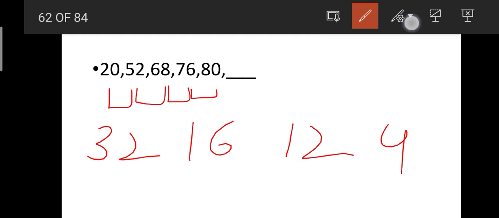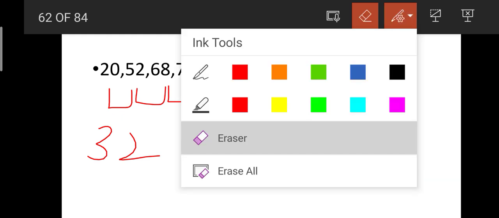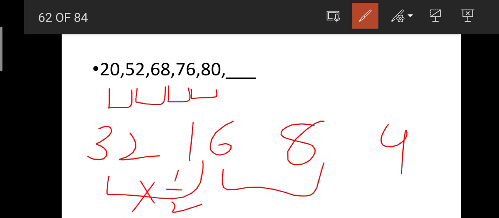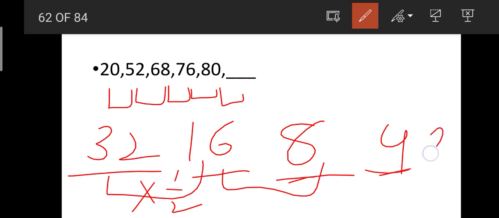Here the difference, oh wait, here the difference between 68 and 76 is 8. Okay, if you have observed here clearly, they are just halving the number. 16 is half of 32, 8 is half of 16, and 4 is half of 8. And to get our answer, there should be a difference of half of 4, nothing but 2. If we add 80 to 2, then our answer will become 82.